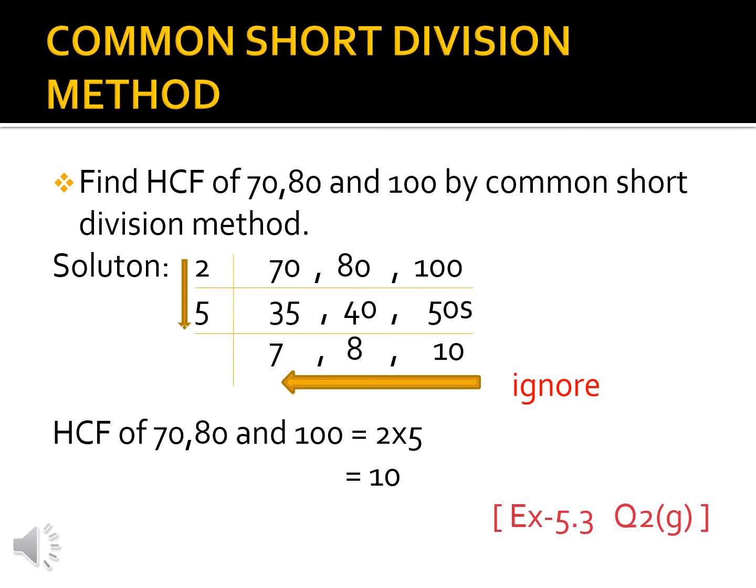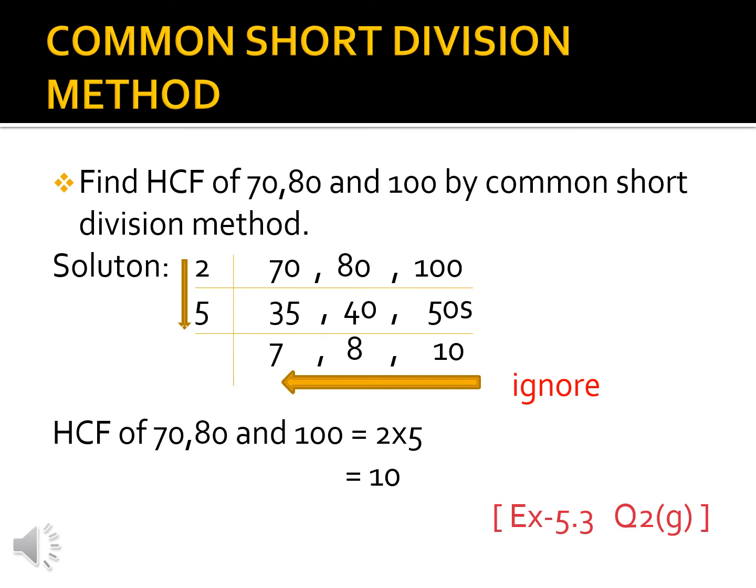Now at this step, we have to select another prime factor which divides all three. Or if you are not able to find any such common factor, you can check if any two numbers out of these three are co-prime, and then you can stop here. It is not mandatory that all three numbers should be co-prime. If any two numbers are co-prime, then here we end our common short division method. So here I got 7, 8 and 10.